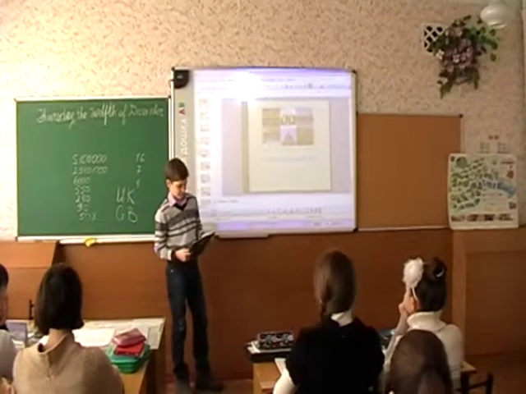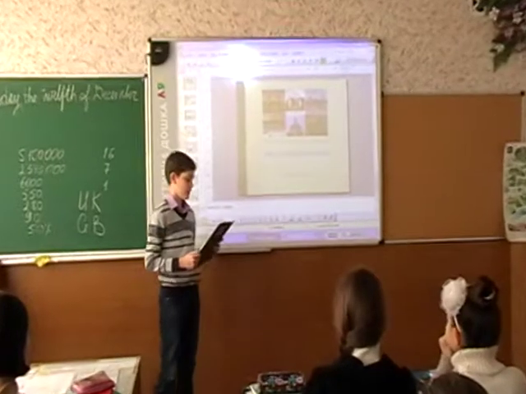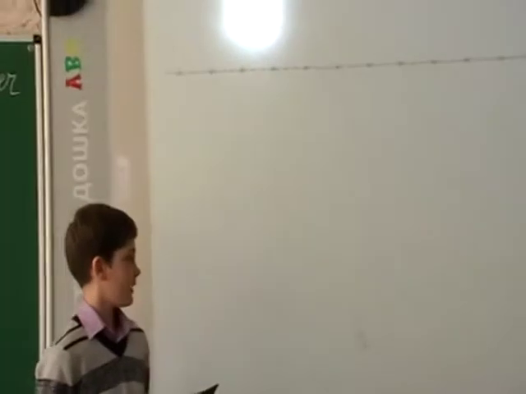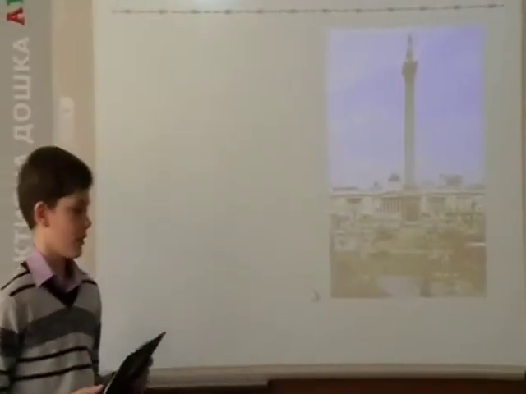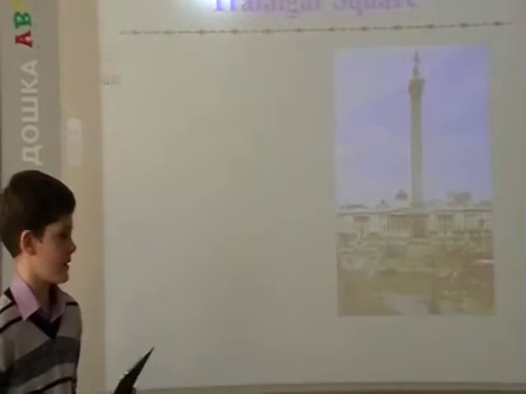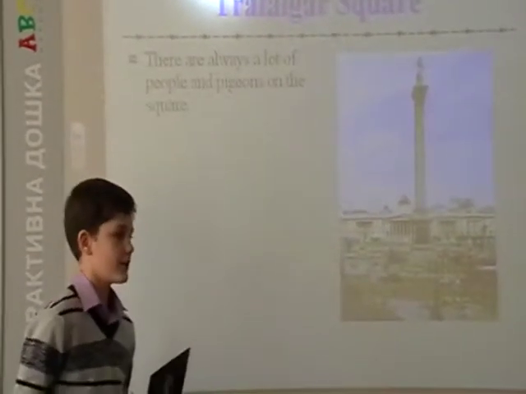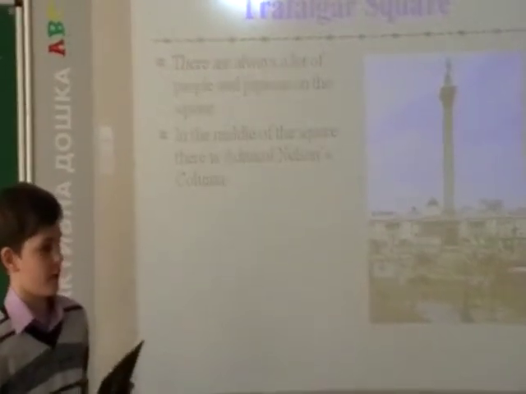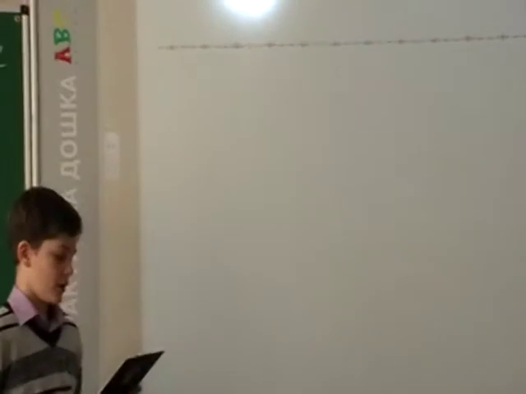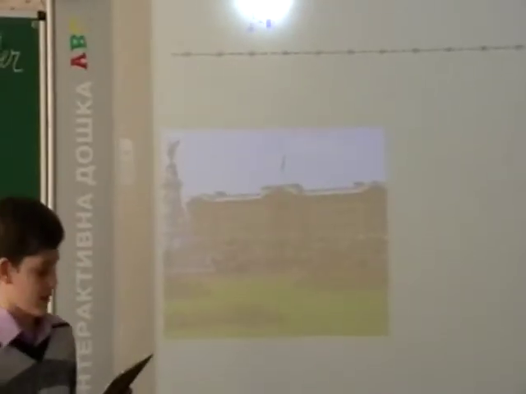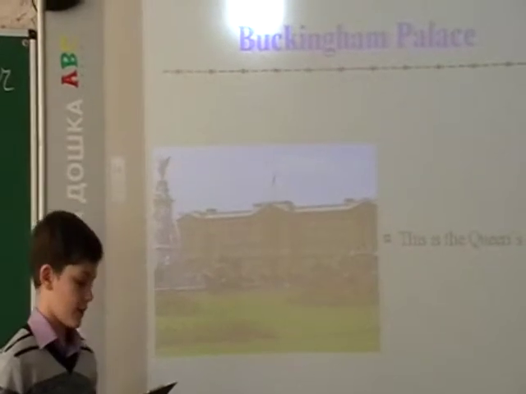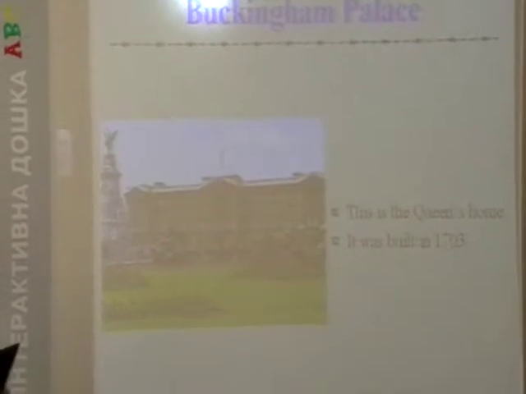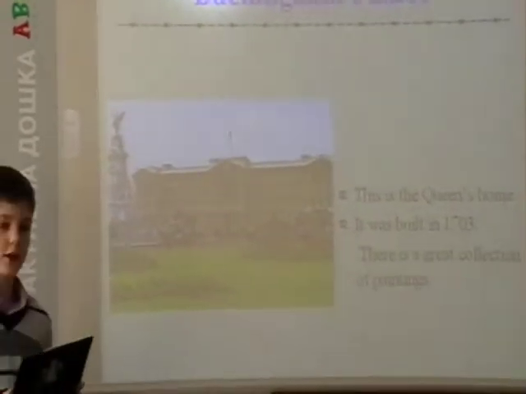Welcome to London. I'd like to tell you some words about London and its famous places. Trafalgar Square. There are always a lot of people and pigeons on the square. In the middle of the square there is Admiral Nelson's column. Buckingham Palace. This is the Queen's home. It was built in 1703. There is a great collection of paintings.